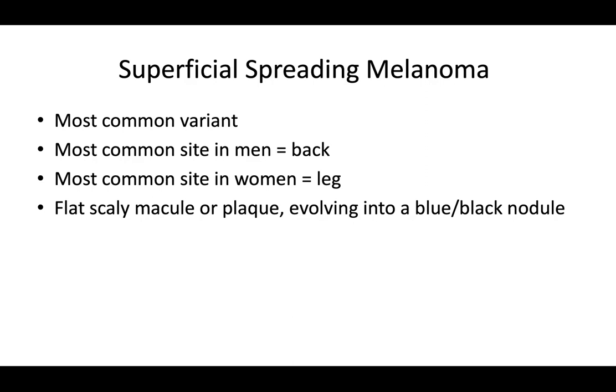The most common site in women are the legs. These are often flat, scaly macules or plaques evolving into a blue or black nodule. Clinically, my practice is actually biopsied melanomas that are undergoing an inflammatory response and a regression. It looks like a benign lichenoid keratosis on low power. And they often told me that it looked like a blue papule on the biopsy.